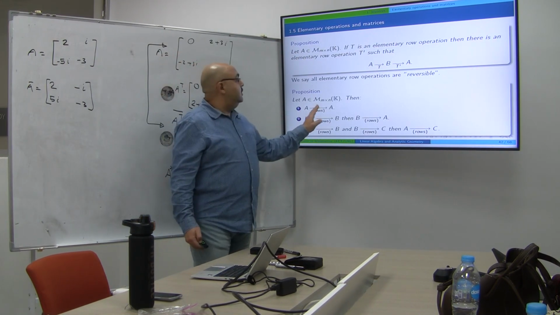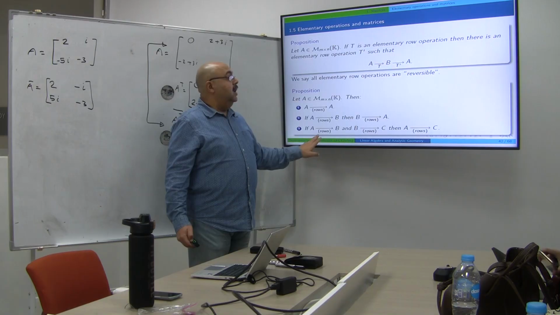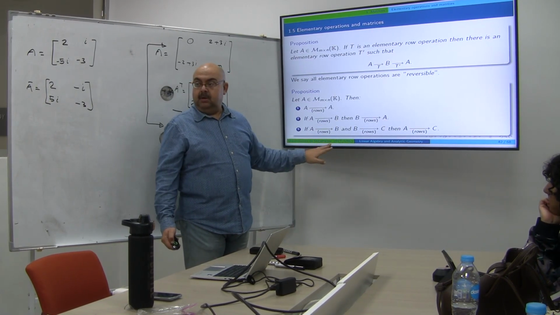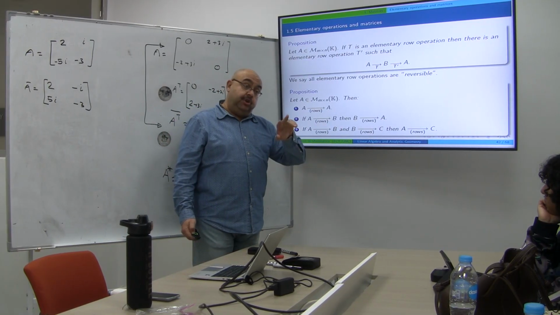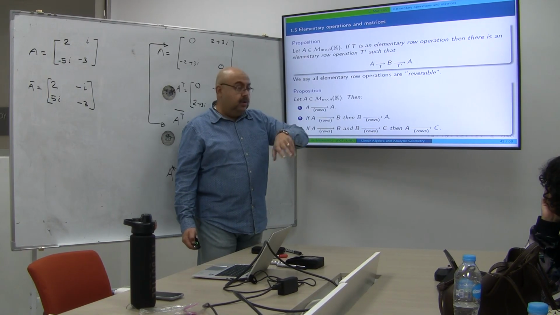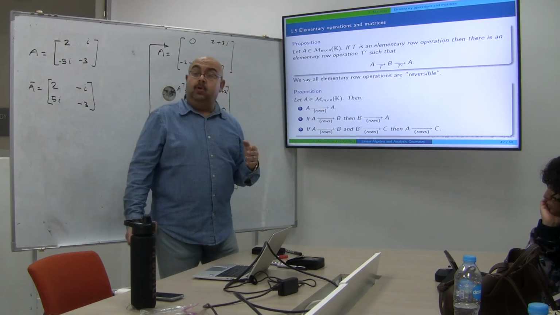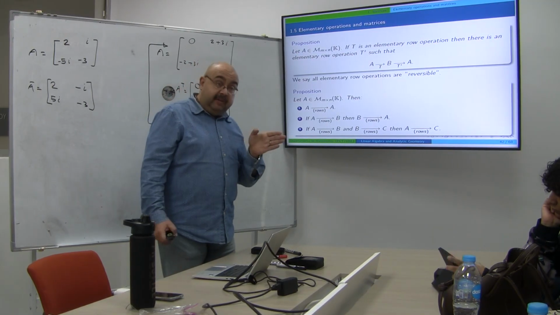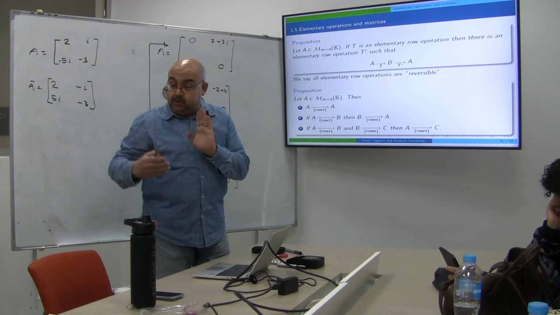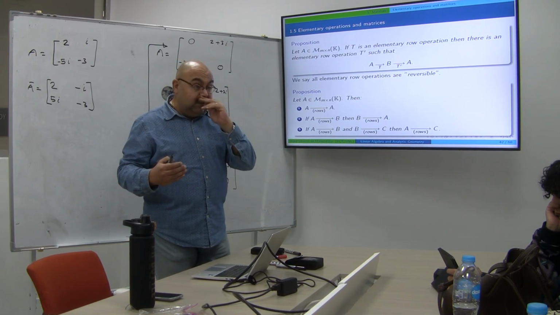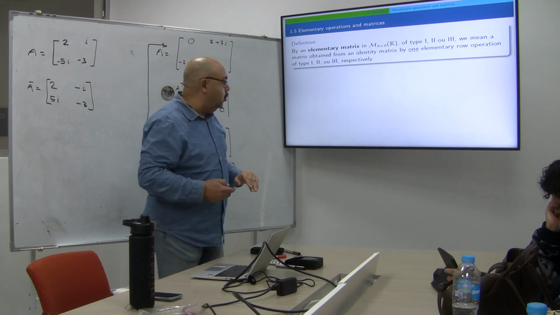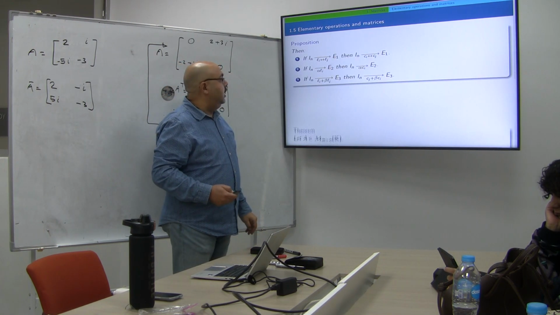Okay, most of these row operations will be reversible. If I change row 2 to 3, I can change it back from row 3 to 2. If I multiply the second row by 2, I can get it back to its original form if I multiply the new matrix by 1 over 2. If I added a multiple of a certain row on another row, I can also get its inverse the same way.